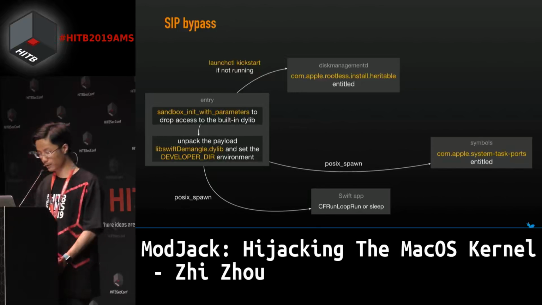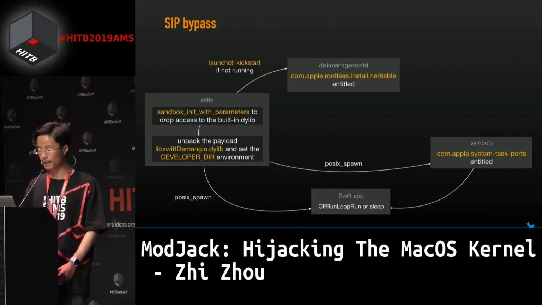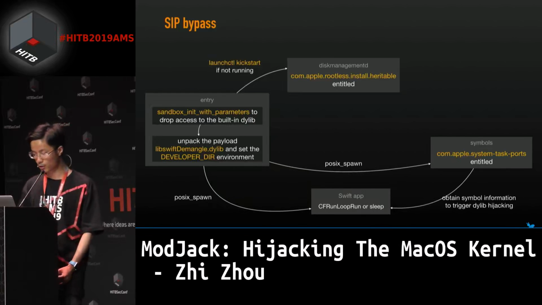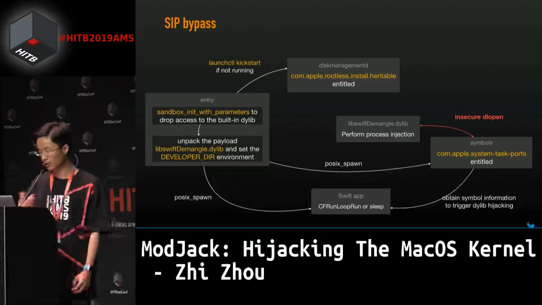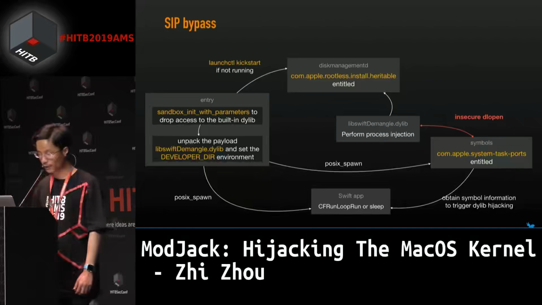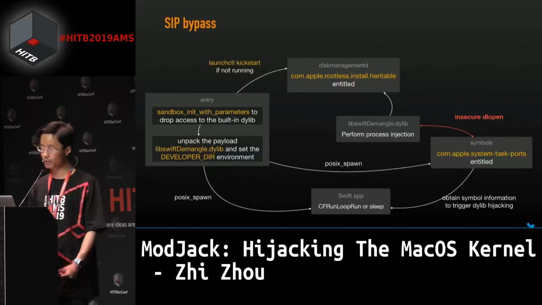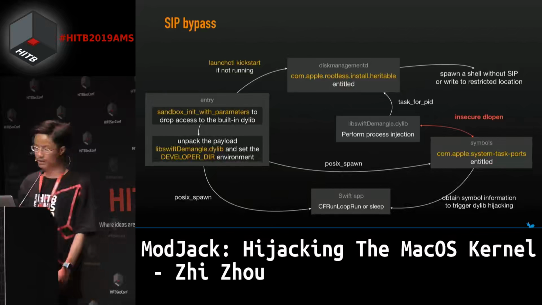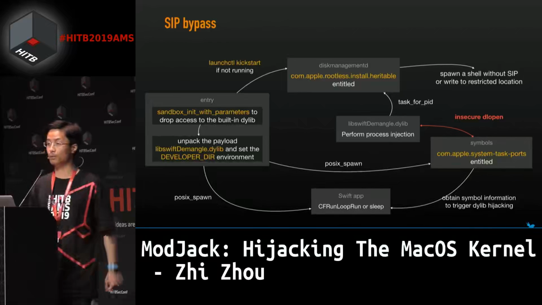Step 3 is to posix_spawn the symbols binary copied from El Capitan. It is entitled, so now let's try to obtain symbol information to trigger the hijack. Now it is triggered: the insecure dlopen is triggered, and our payload will perform process injection to steal that entitlement. Then spawn a shell without SIP or write to those restricted locations. And now SIP is totally bypassed.